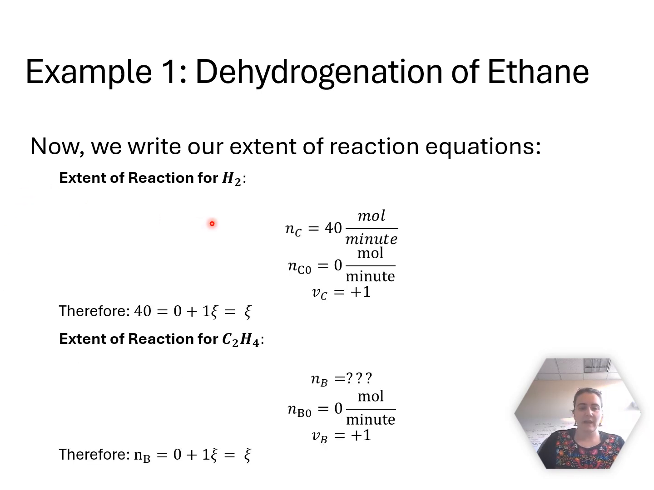All right, so let's write the extent of reaction for H2. Okay, if we look at H2, C is representing H2. At some time coming out of the reactor, we have 40 moles per minute. We did not feed anything to the reactor, so initially we have 0 moles per minute. We have a V sub C equal to 1 because there's a coefficient of 1 in front of the H2, but now it's positive because H2 is being generated. So what that means is that 40 is equal to 0 plus 1E, so the extent of reaction is equal to 40 moles per minute. So you just found E. How cool is that?